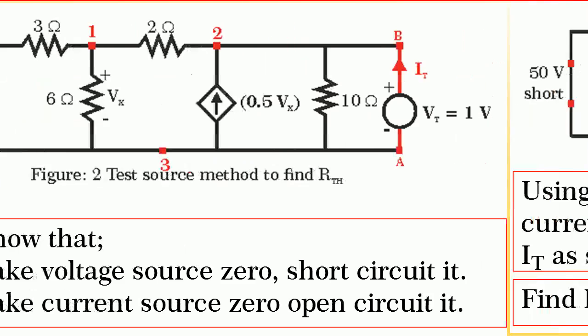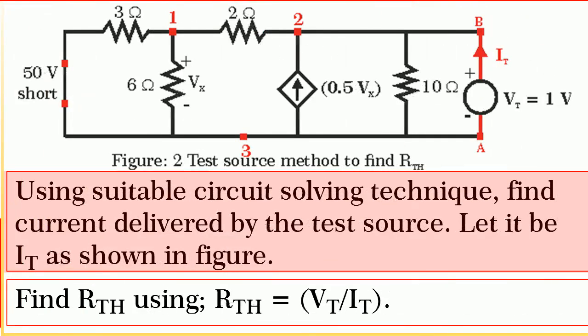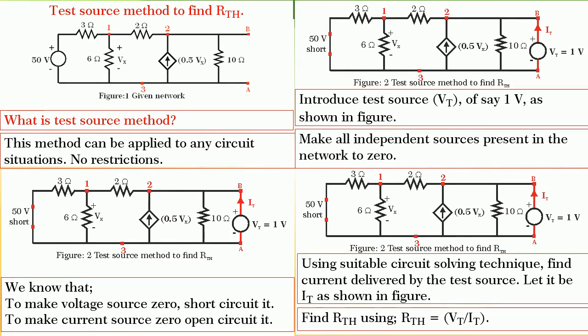After this, using a suitable circuit solving technique, find IT. You know IT is the current delivered by the test source. Then find RThevenin using RThevenin is equal to Vt divided by IT. Friends, it is very simple, you know.